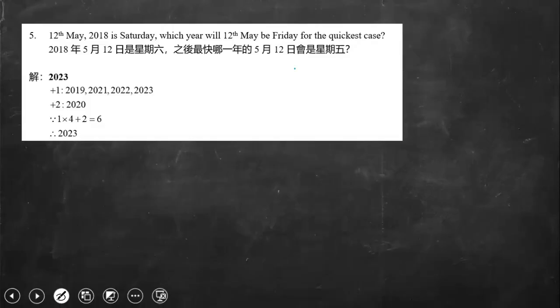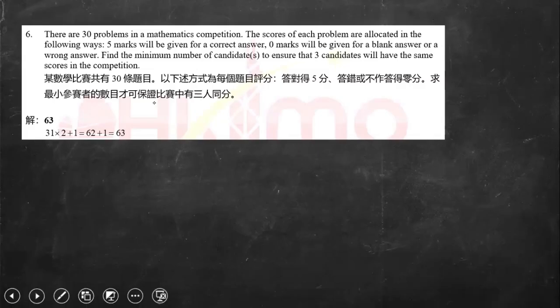Number 5. 12 May 2018 is Saturday. Which year will 12 May be Friday for the quickest case? Okay, so let's look at the solution. It says plus 1 if the year is 2019, 2021, 2022, and 2023.